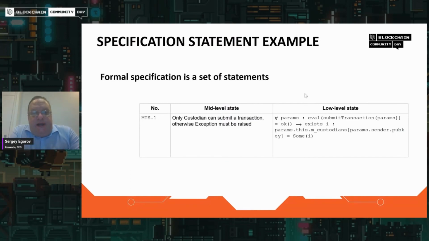in this slide you can see an example of a specification statement. As I already said before, a formal specification is a set of statements that the implementation should follow. And there is a pretty simple example: a transaction may be submitted only by an authorized person. And on the right, you will see how it can be translated to a formal level.